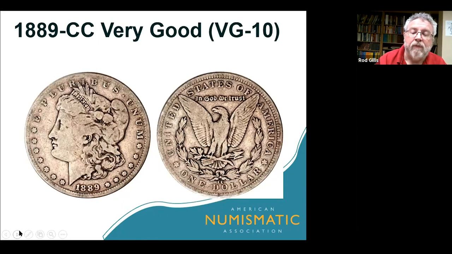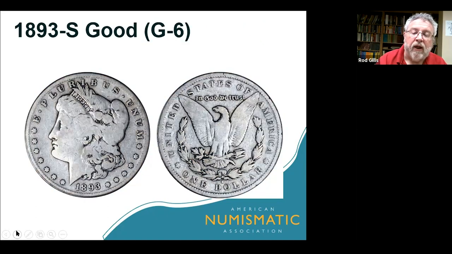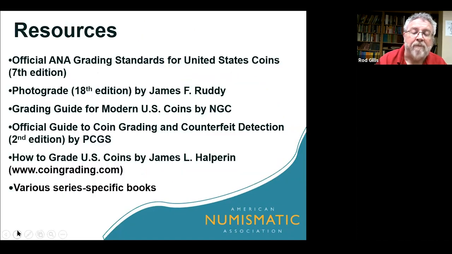VG. Now you can see where it's starting to encroach upon the rims. And this is a good. The design in many places is completely gone. Okay.